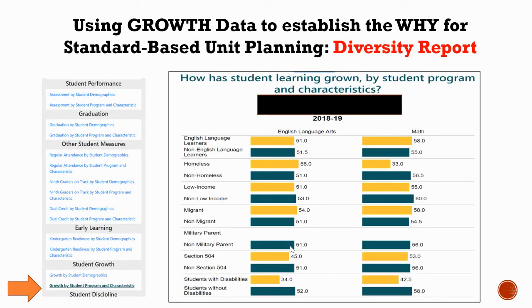Up at the top of the report card and to the right, you will see a tab titled Diversity Report. Now please click on that. Again, utilize handout number 5, which lays out the steps for accessing all this data. Then on the data sources on the left-hand side, find student growth again, and now click on Growth by Student Characteristic and Program. We are looking now at the same student growth data we have reviewed in the previous 2 slides, but now we are looking at it by student program and characteristic.